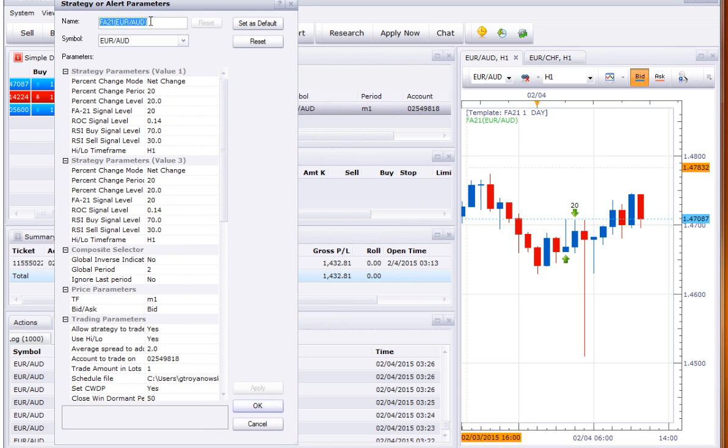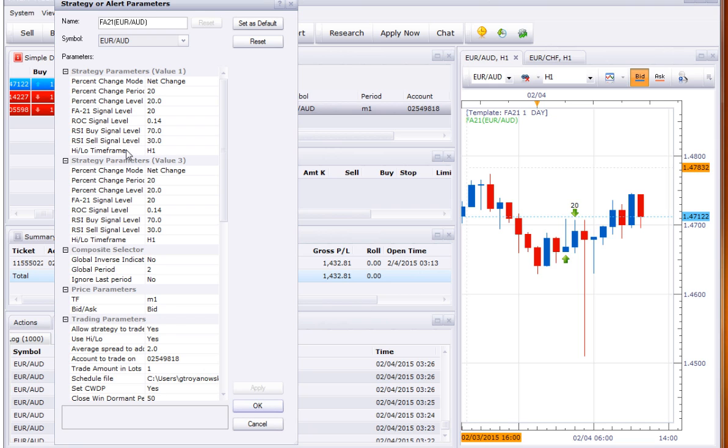You can see that I have it selected for the Euro Australian dollar. Again, FA21 works on any currency pair. So if you're monitoring different currency pairs, here's the Euro US dollar. You can switch it, but again, these parameters are set up for the Euro Australian dollar, which is what we've had success recently, and want to share that with our users.